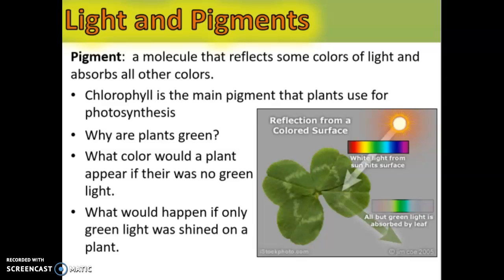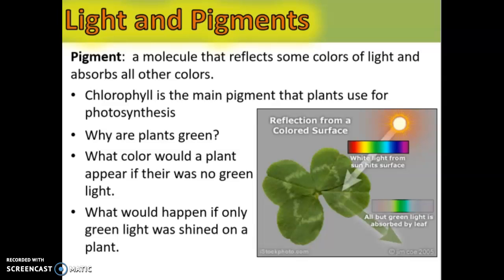So that green light, which is usually part of sunlight, is reflected off of the plants because it's not absorbed by the chlorophyll. Now, if you were able to take green out of the rainbow, so that the sun wouldn't emit any green light, then plants wouldn't appear green because there'd be nothing for them to reflect, and they'd be black.